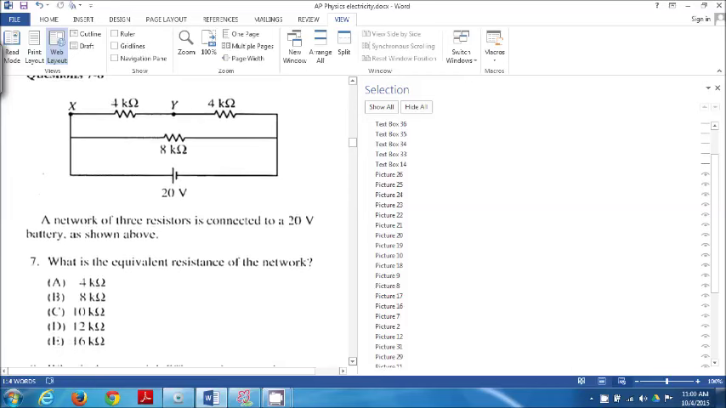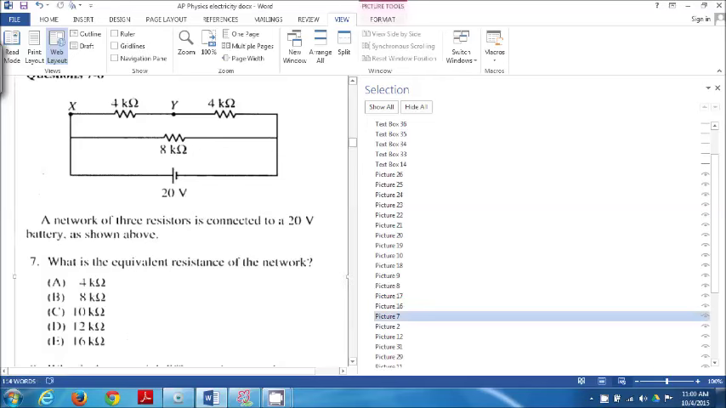A network of 3 resistors is connected to a 20 volt battery. What is the equivalent resistance of the network? Here we can see the series resistances, which are 8 kilo ohms. They are in series, so they can be added. Now the 8 kilo ohms and 8 kilo ohms, when they are in parallel, become half. So 4 kilo ohms is the effective resistance of the network. So the answer is A.